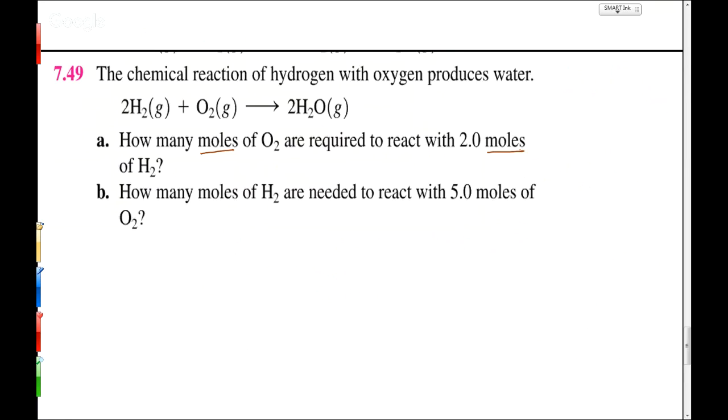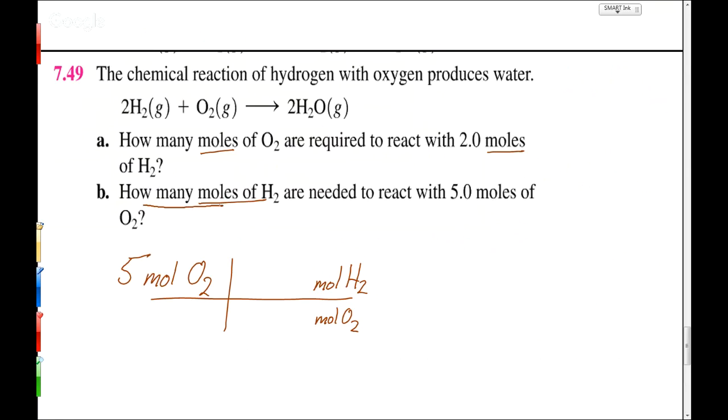So if we want to solve part A, we would say, okay, well this one's extremely... Let's look at part B, because that's just exactly what it says in the equation. How many moles of hydrogen are needed to react with 5 moles of oxygen? We would say 5 moles of oxygen. And then we need to convert that by getting rid of moles of oxygen and instead getting moles of hydrogen, because that's what is asked for here. How many moles of hydrogen?